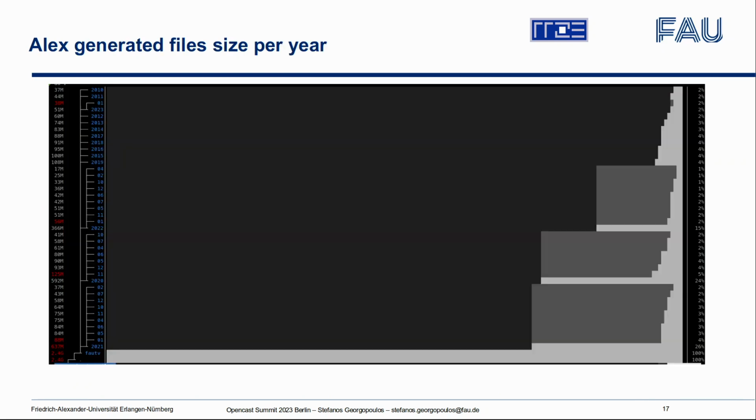This is my disk usage file in my terminal, so you can see these are the VTT files produced. It was 2.5 gigabytes. You can see really clear right now 2021, 2020 in the pandemic. So we had a lot of data produced because we have more videos.